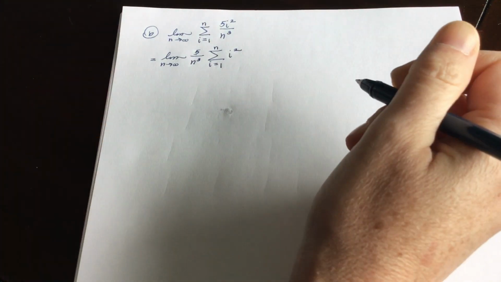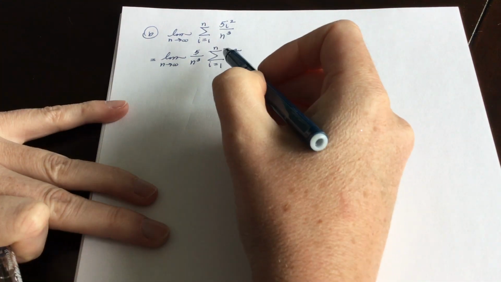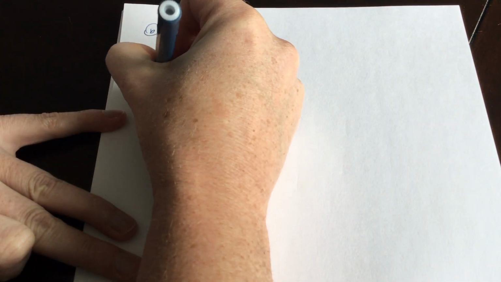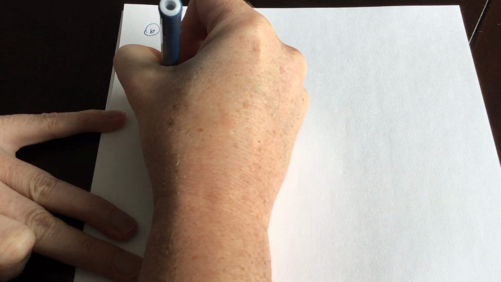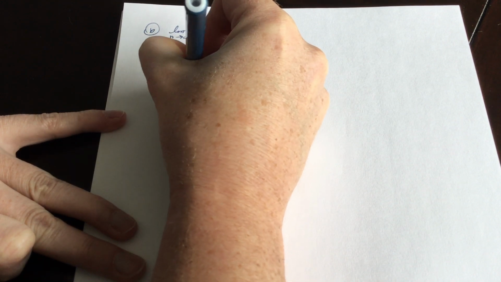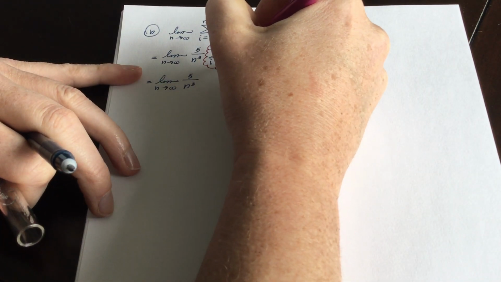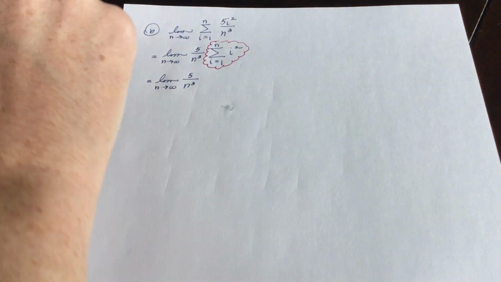there we go. So if I factor out 5 over n cubed in front of sigma, then I just have i squared left. Now I'm going to replace the entire sigma expression with the appropriate rule in terms of the upper bound, n.